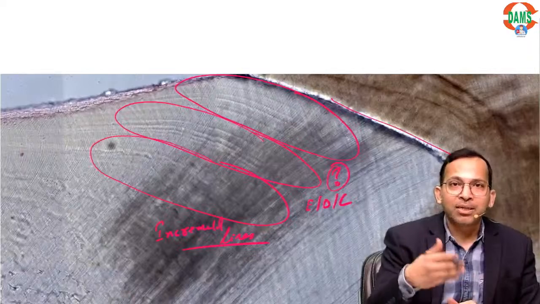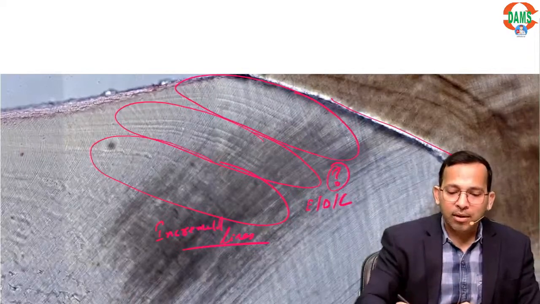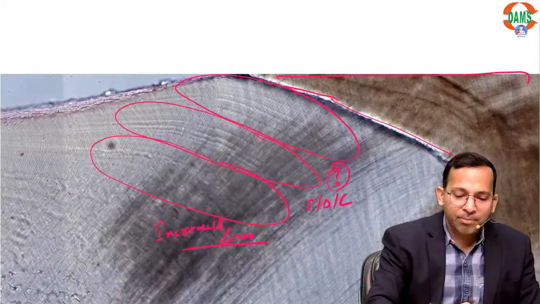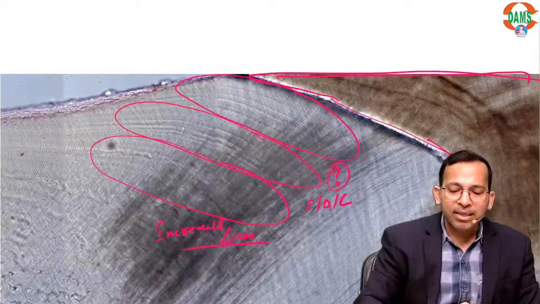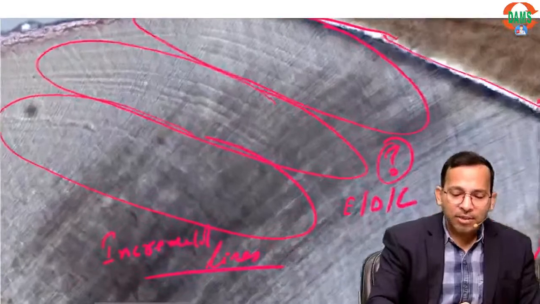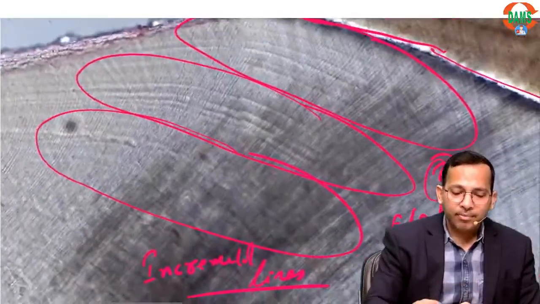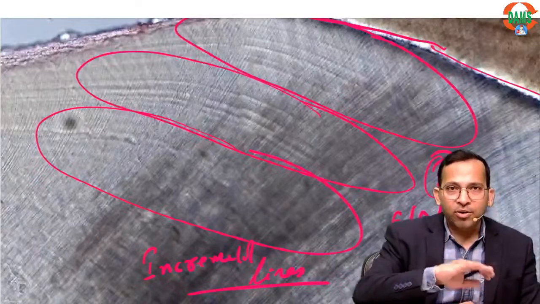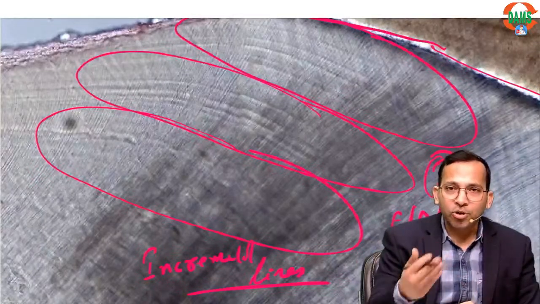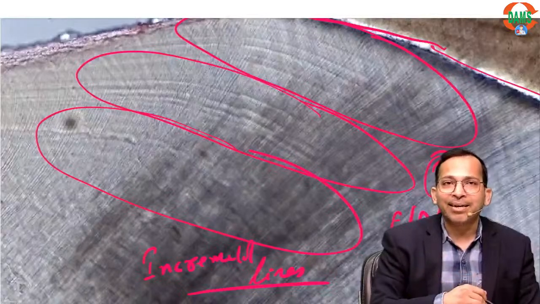It always appears a bit yellowish in color. So this is the enamel, which is appearing a bit darker in color, isn't it? And just beneath the enamel we have dentine, which appears a bit whiter in color, isn't it? Then what I have encircled is sort of an incremental line. It is not exactly an incremental line.